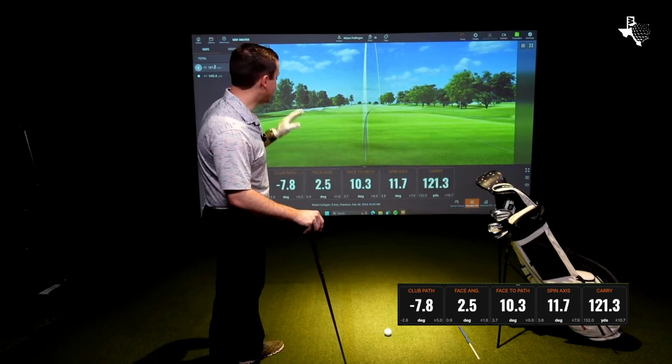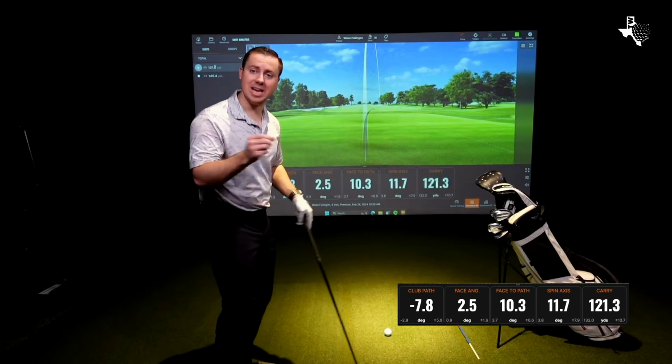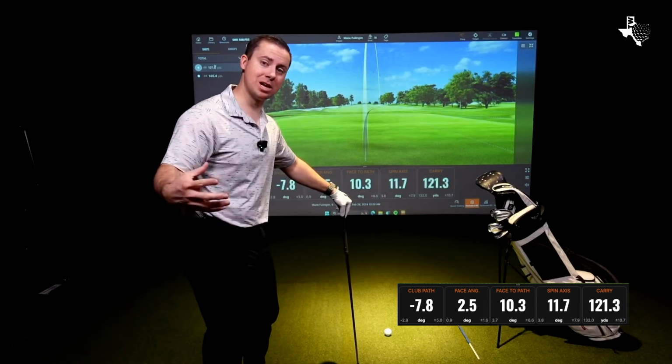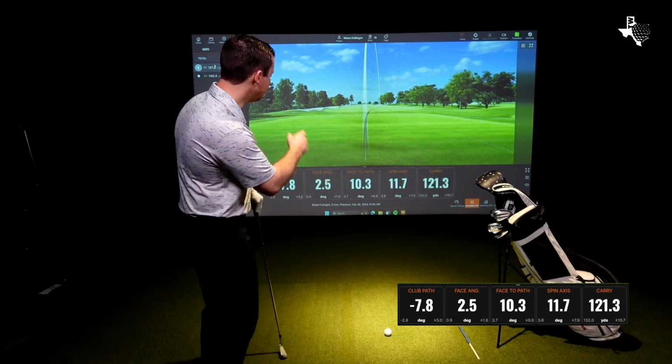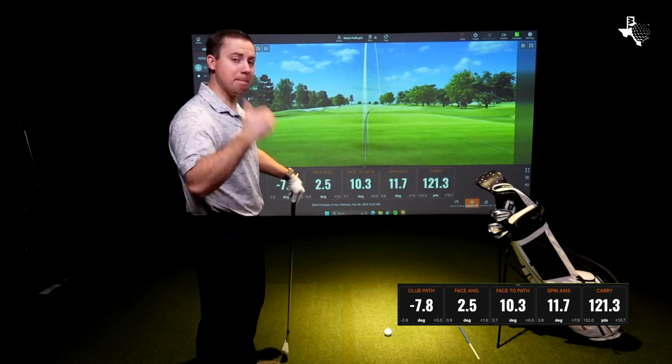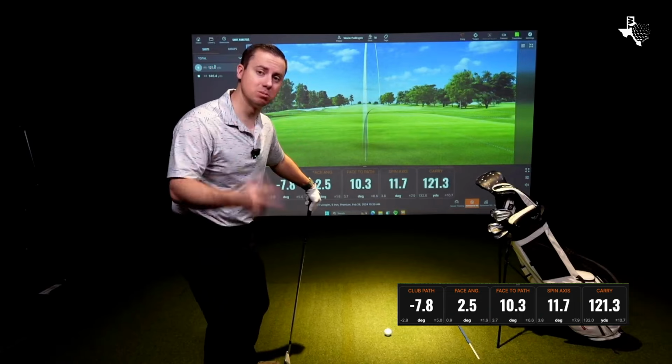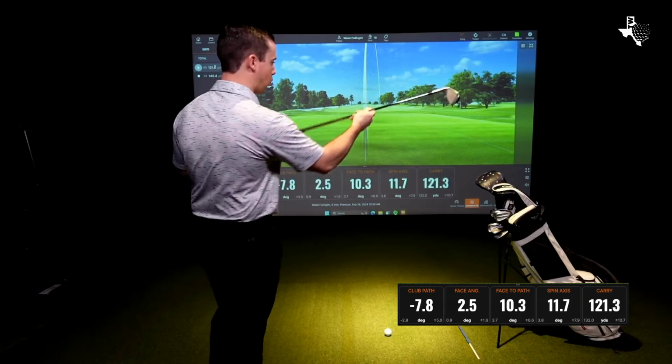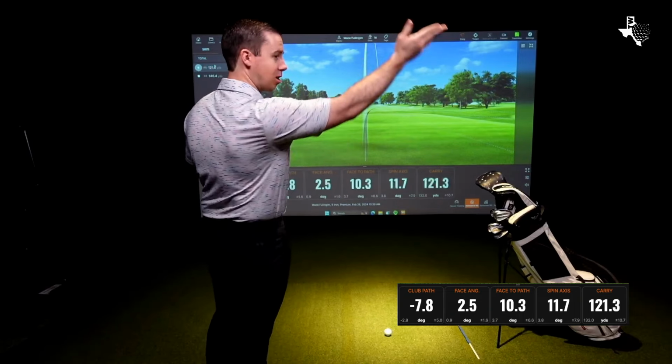You're gonna see that created a face to path of 10 degrees. Remember, the bigger that number, the more the curve. And as you can tell in the spin axis, I had a positive 11.7 spin axis. So that means that ball really tilted this way and really created a lot of curve.